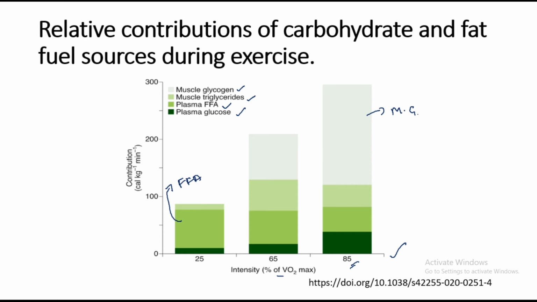In resting or submaximal exercise, our muscles essentially utilize the majority of free fatty acids, triglycerides, and plasma free fatty acids, and during high intensity activity, the muscle utilizes the muscle glycogen, the majority carbohydrate substrate, for the energy yield.